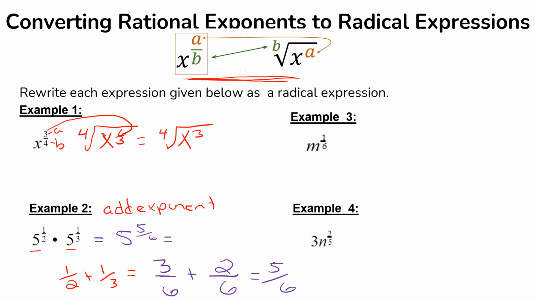Rewriting that as a radical expression, my 6 would be my index, so that will go on the outside, or in front of my radical. And that 5 to the 5th will go at the bottom.